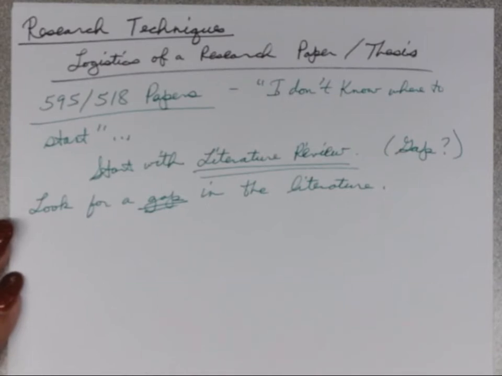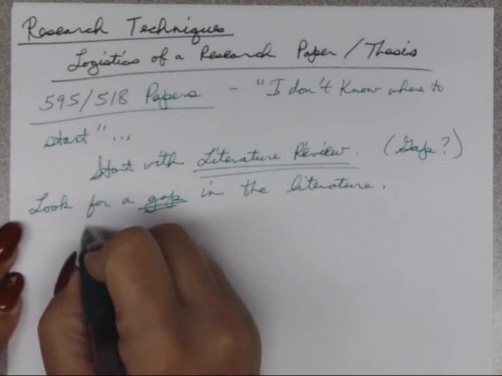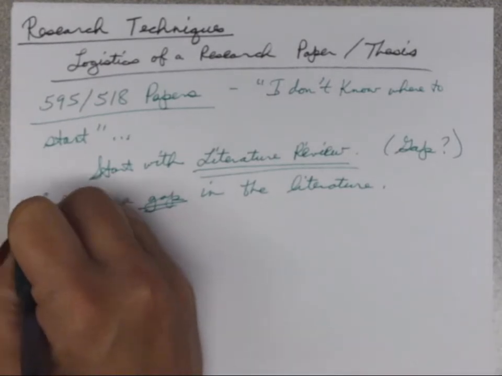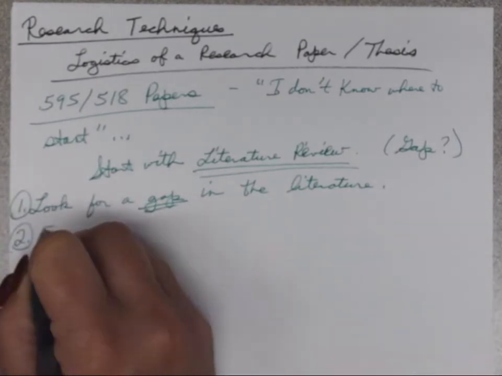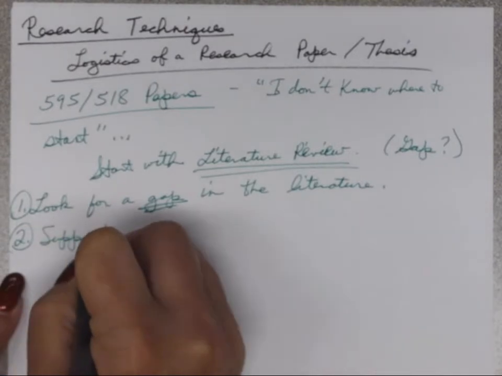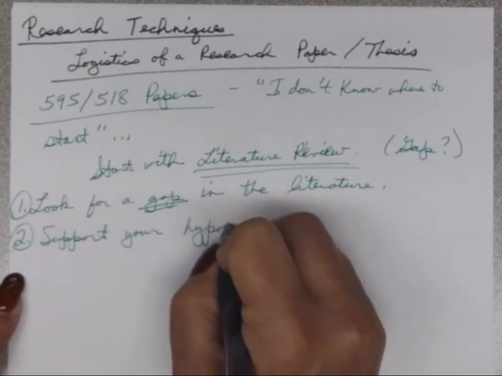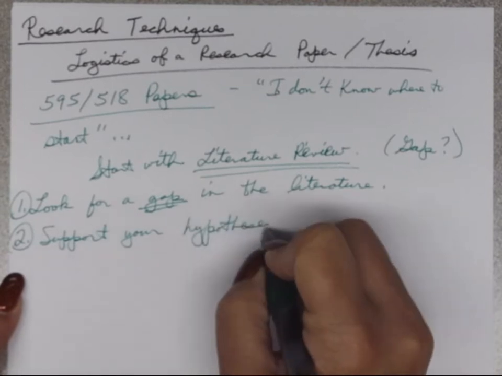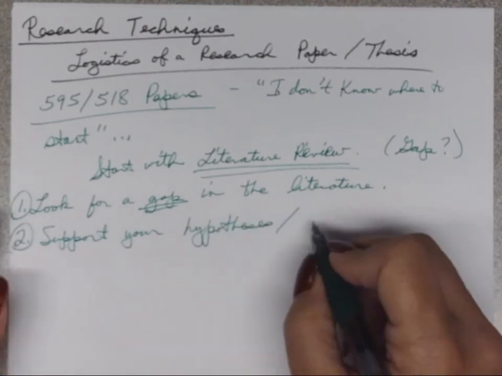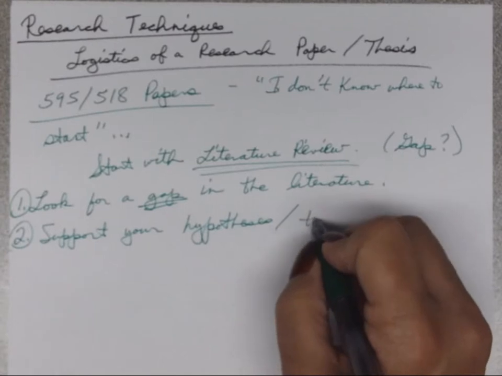At the same time, you want the literature to support you. There's one thing, but the other thing is you want it to support your hypotheses that you're going to write. Hypotheses. You want it to talk about background.